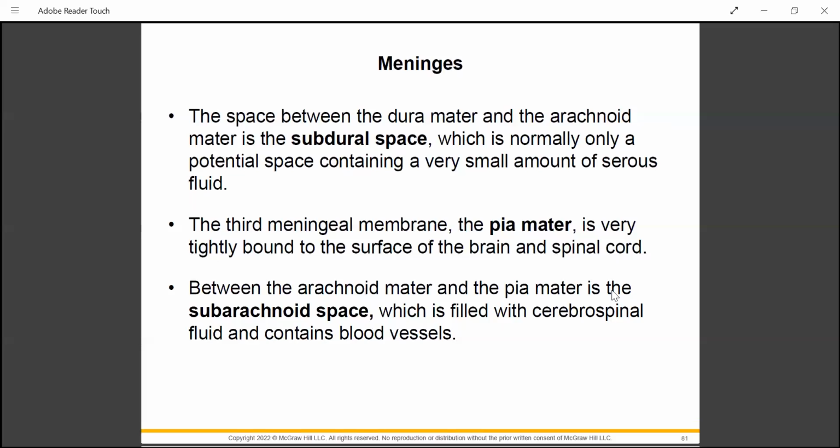We then have the pia mater. That's directly on the surface of the brain and spinal cord, not easy to separate. Between our arachnoid mater and pia mater is where our subarachnoid space is located. This is where we actually have our cerebrospinal fluid, and our blood vessels run within this layer as well.